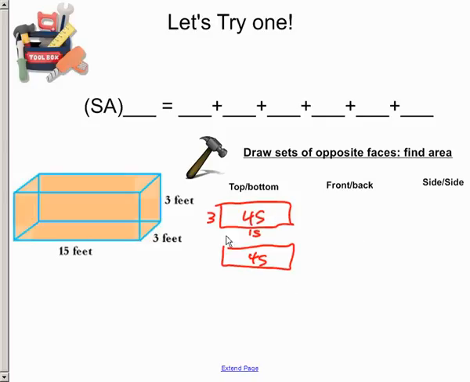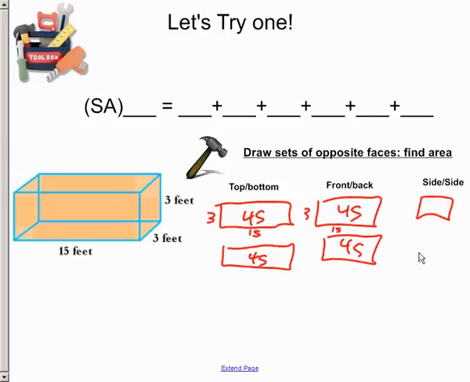So you could also just say the bottom and then do it times 2. Now the front and back is this rectangle right here, and I can see that that's 15 by 3 also. So we'll draw the front and back. Since I know it's 15 by 3, that's the same as this, so 45 and 45. My sides look like a square, and I can see that the sides right here are 3 by 3. So first I will label it, and then I'll just put that area in.